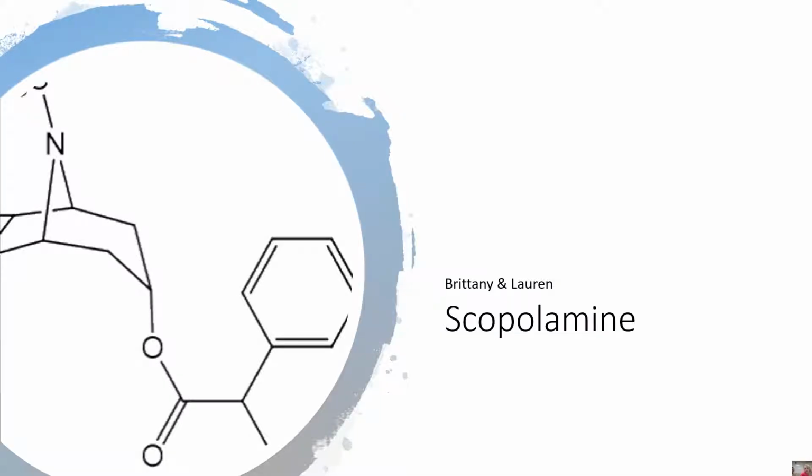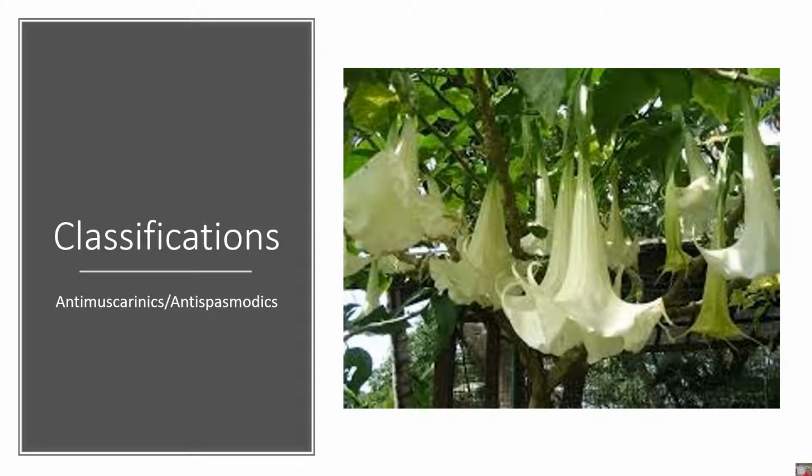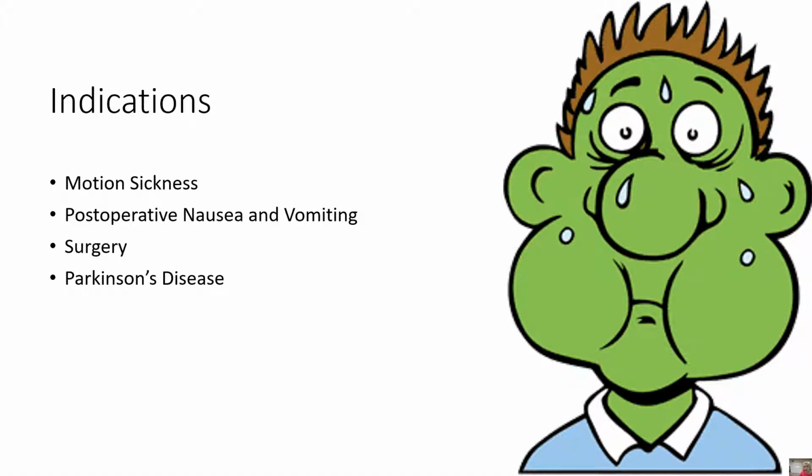This is a system screening presentation of the drug scopolamine. Scopolamine is classified as an antimuscarinic, antispasmodic. The indications for scopolamine are motion sickness, post-op nausea and vomiting, surgery, and Parkinson's disease. Scopolamine may be an alternative to other antiemetic medications like over-the-counter Dramamine.